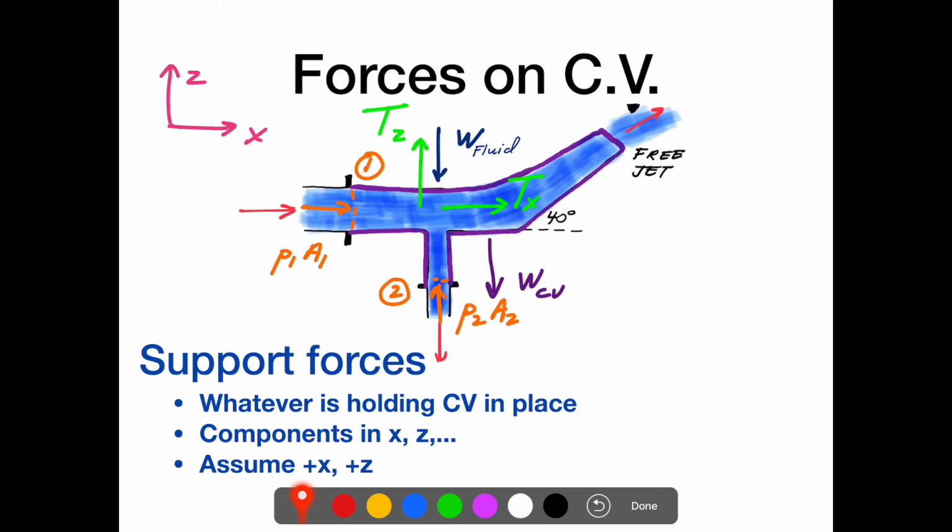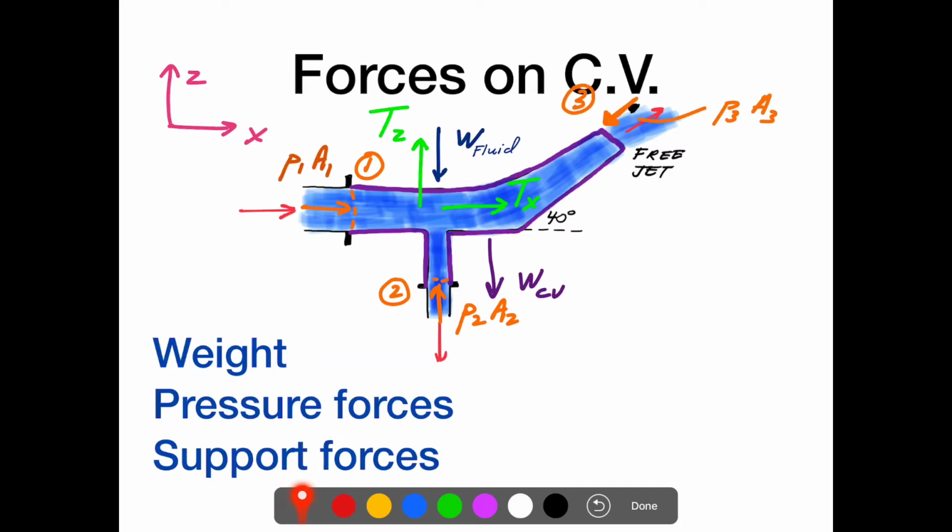Sketching those in on the control volume would look something like this. And again, the pressure, number 3, would be acting back in on the control volume there. So in summary, we have 3 forces: weight, pressure, and support forces.